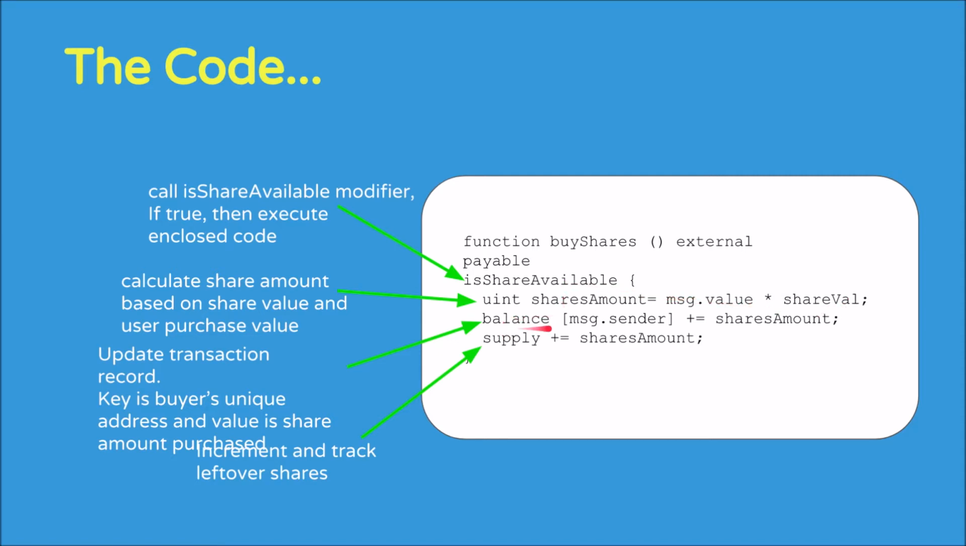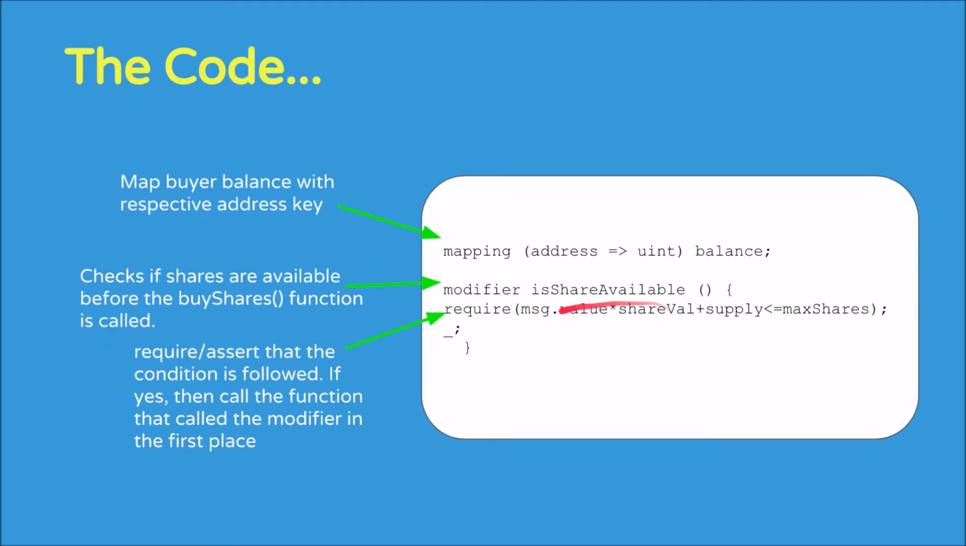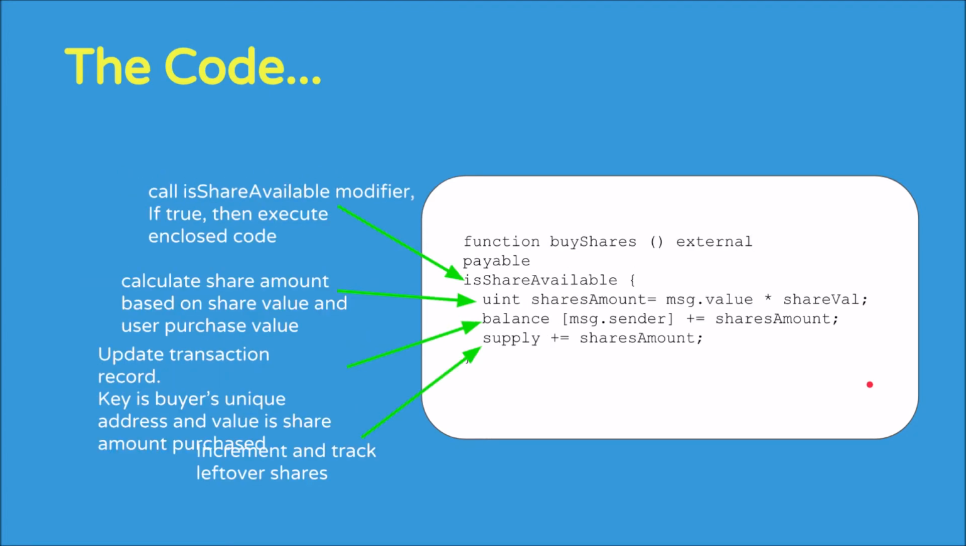Then the dictionary, where the key was the address of the sender, is updated with the shares the sender has, and the supply is also updated. And the reason supply is updated is because we need to check that we have enough supply of shares to actually sell shares.